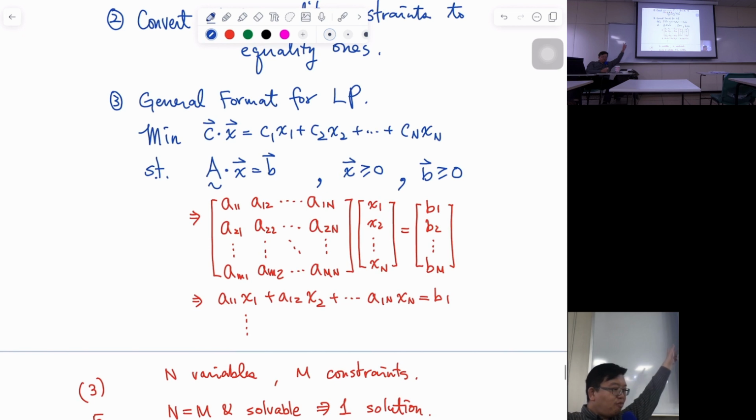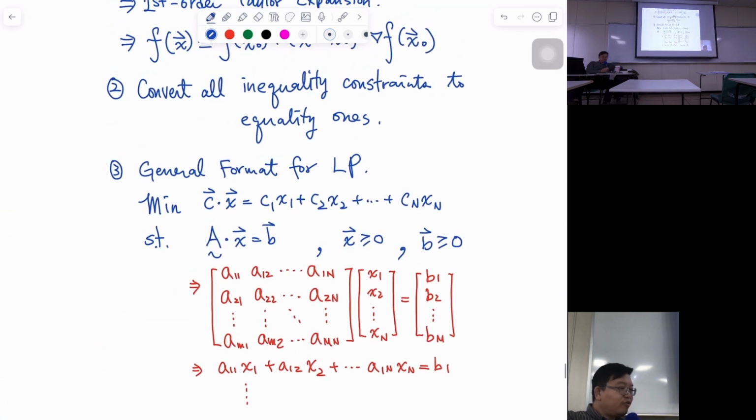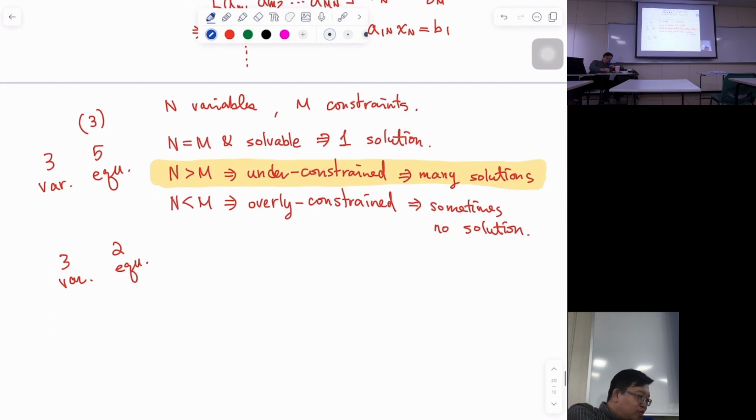So the standard format is like this, and usually your number of variables is greater than the number of your constraints. And now we need to figure out how to do step 2. When you have inequality constraints, how do you convert them into equality ones so they satisfy what you are looking for in step 3? Okay? So let me talk about step 2.